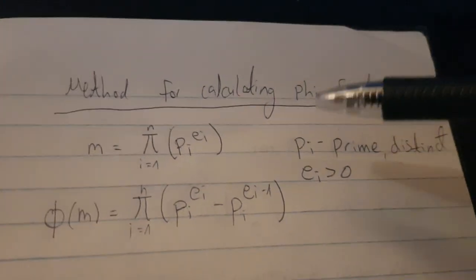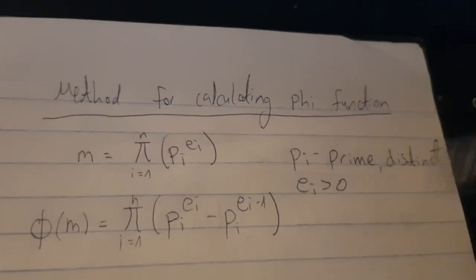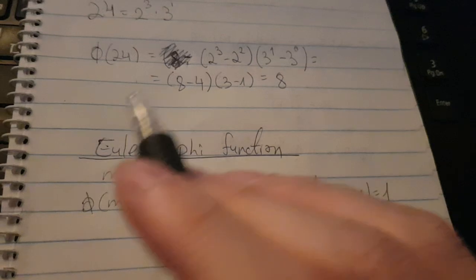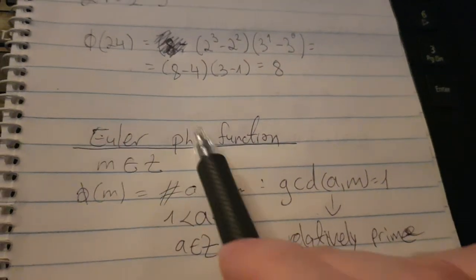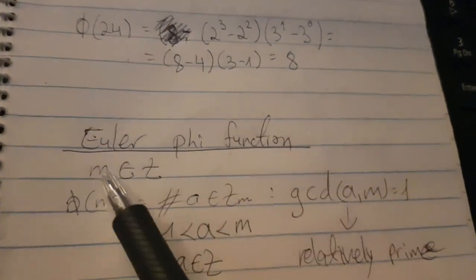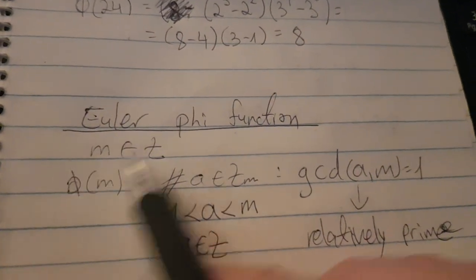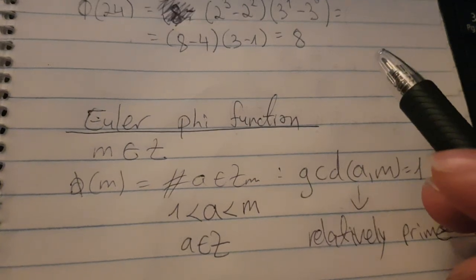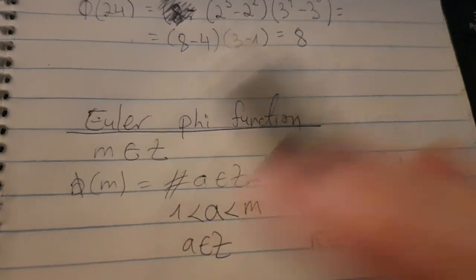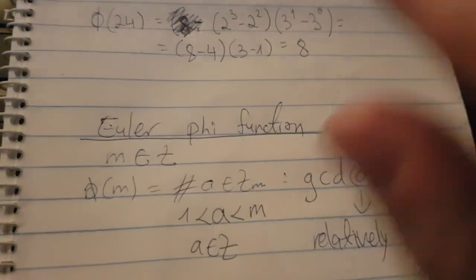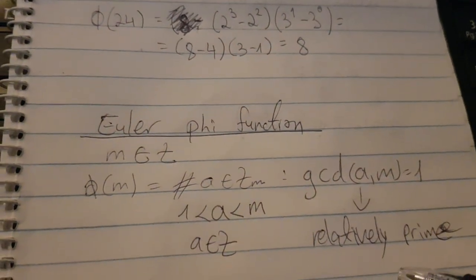Okay, so let's look at the method for calculating the phi function of a number. So let's remind ourselves what the phi function of a number is. If I'm talking about a number m in Z, for example 1, 2, 3, 4, 5, 6, 7, let's take just the positive numbers.